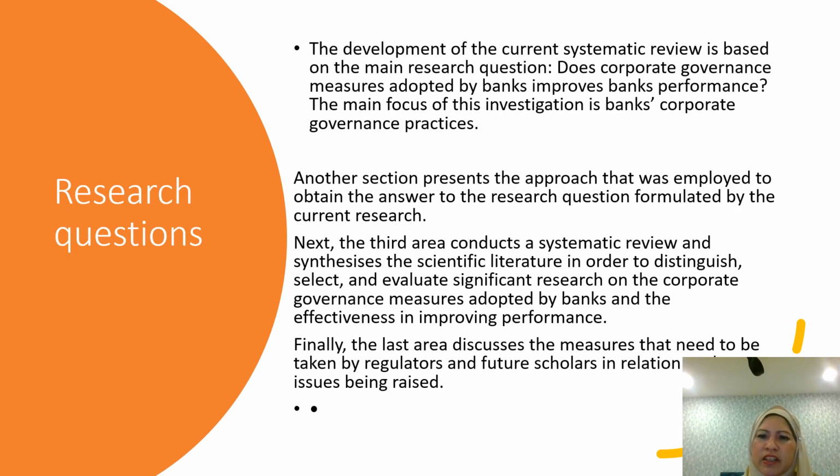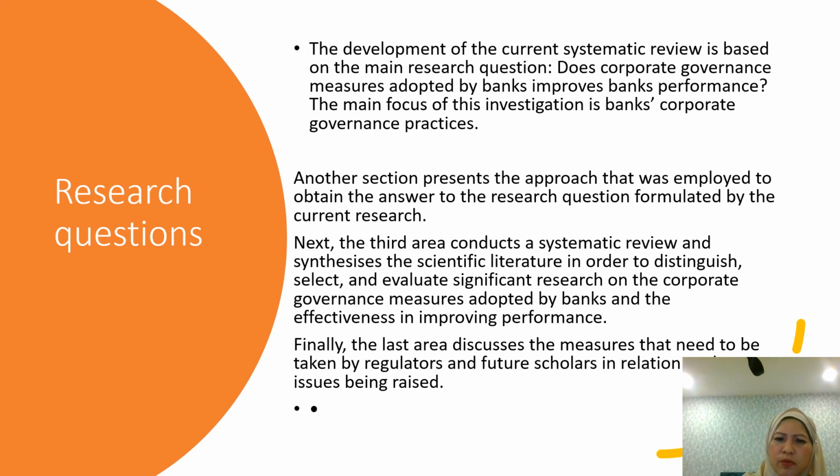Now, the development of the systematic review is based on one main research question: do corporate governance measures adopted by banks improve bank performance? The main focus of this investigation is bank corporate governance practices. Another section will present the approach employed to obtain the answer to the research question formulated by the current research. We have a very systematic approach. The third area conducts a systematic review and synthesizes the systematic literature in order to distinguish, select, evaluate, and identify significant research on the corporate governance measures adopted by banks.